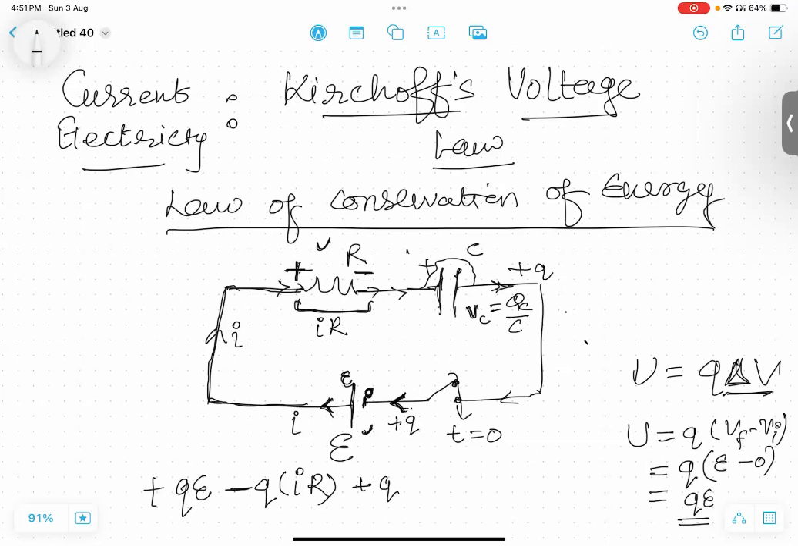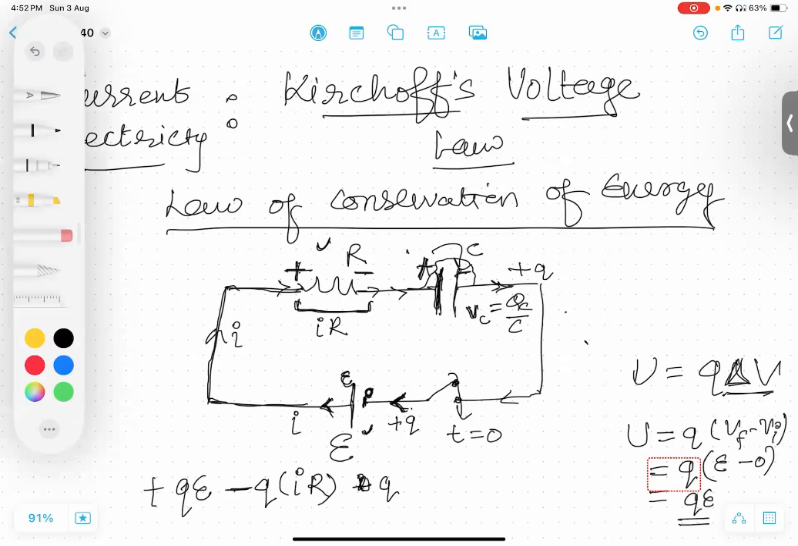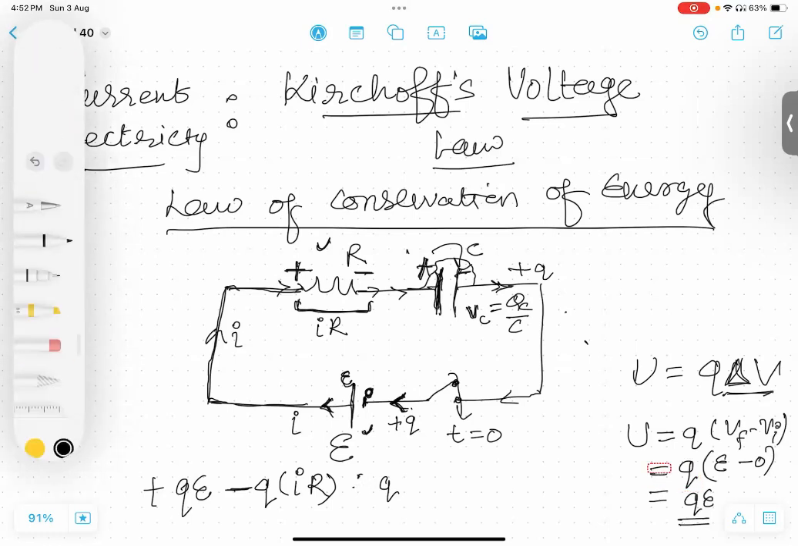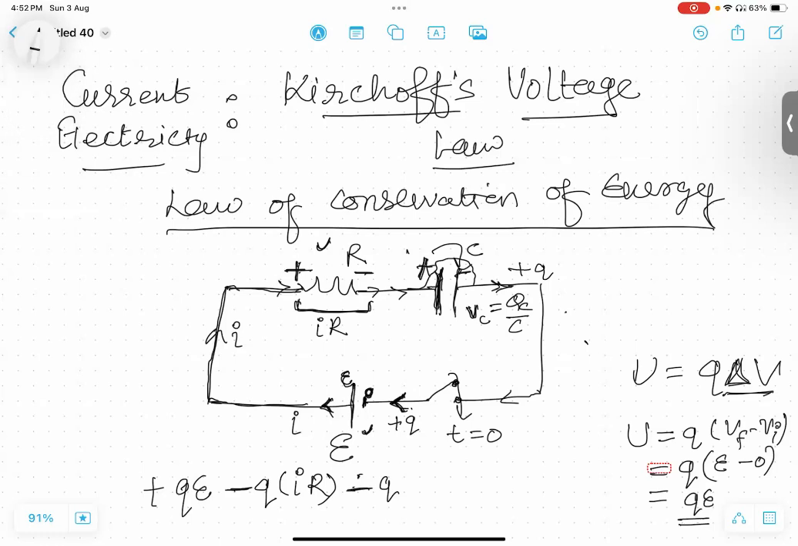This is the higher potential and this is the lower potential. Because this plate is connected with the higher potential of the battery, so this must be charged with higher potential. So charge is going from higher potential to lower potential. So it must be losing energy. So I will not use the plus sign here. I will use a minus sign, Q into, what is the potential difference? Let's say Vc.